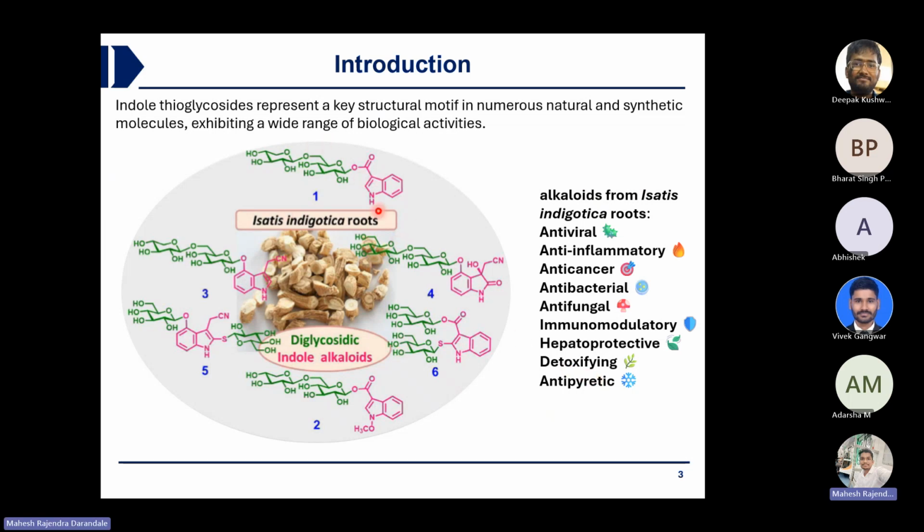Basically, these are some of the oxa glycosides. And here is number 6, which is one example of a thioglycoside. Another, this number 5, is another example of thioglycosides.